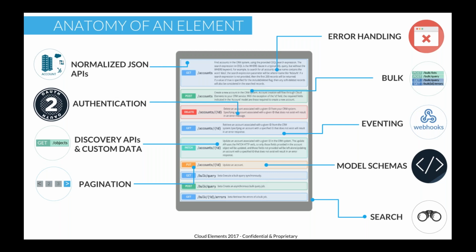And pagination is another thing that varies at different endpoints. There's offset, cursor, different types, and so we're going to normalize that as well at the element level. So to you, it looks like every endpoint has a common pagination process.